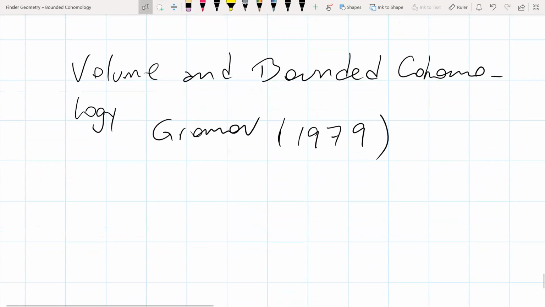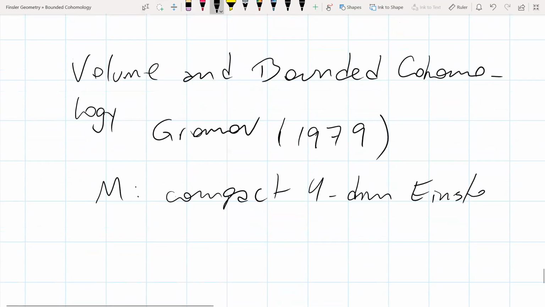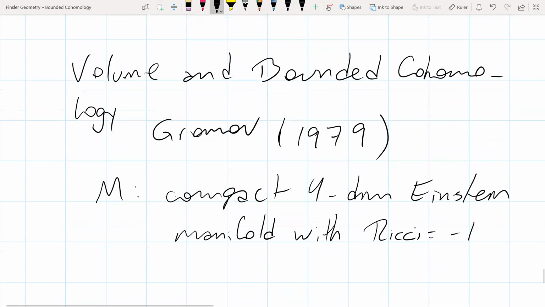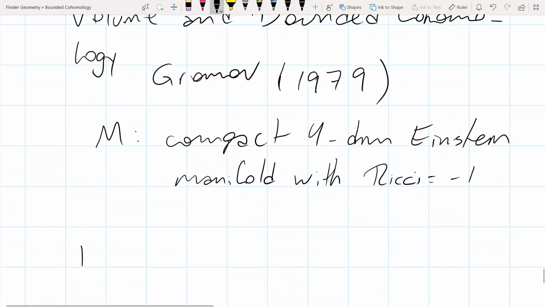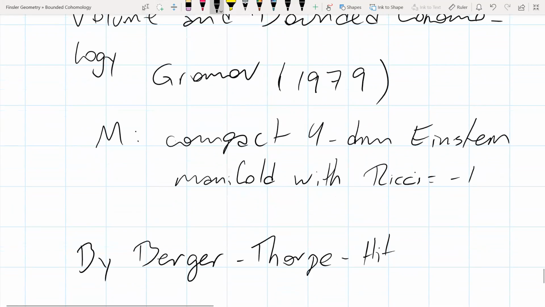We'll begin with the compact four-dimensional Einstein manifold with Ricci curvature constant equal to -1, by the Hitchin-Thorpe inequality that we proved.